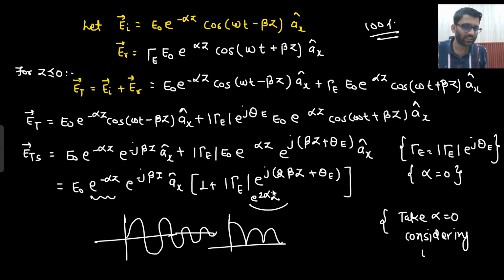What will this do? This will stay there as it is, because this is not the deciding factor of maxima and minima. What is the deciding factor of maxima and minima? E to the power j theta. Whatever this angle is, that is the deciding factor of maxima and minima. So from here you will get the value of maxima and minima.